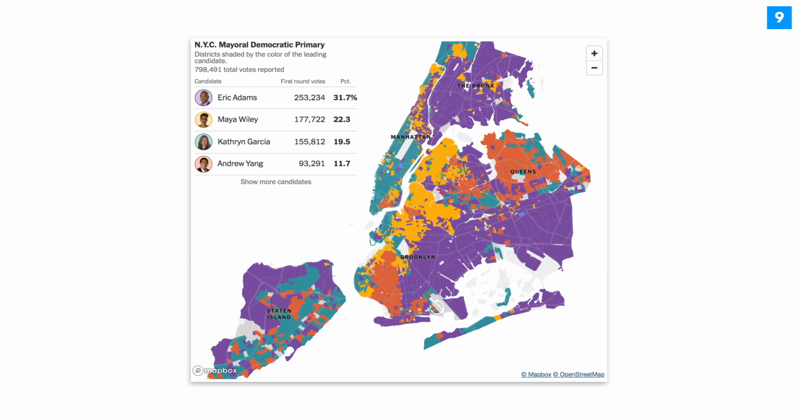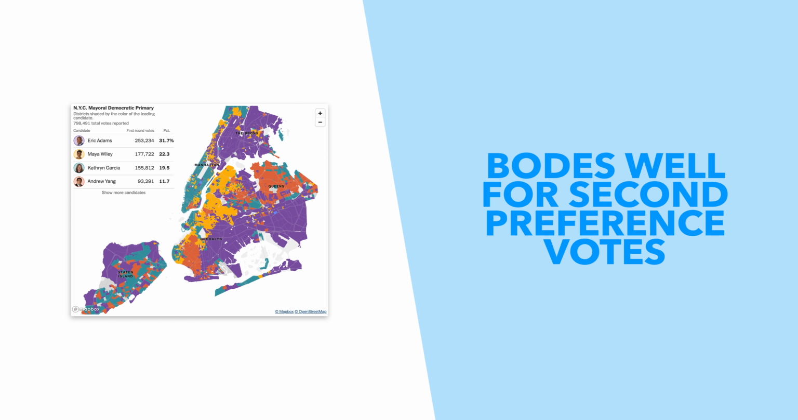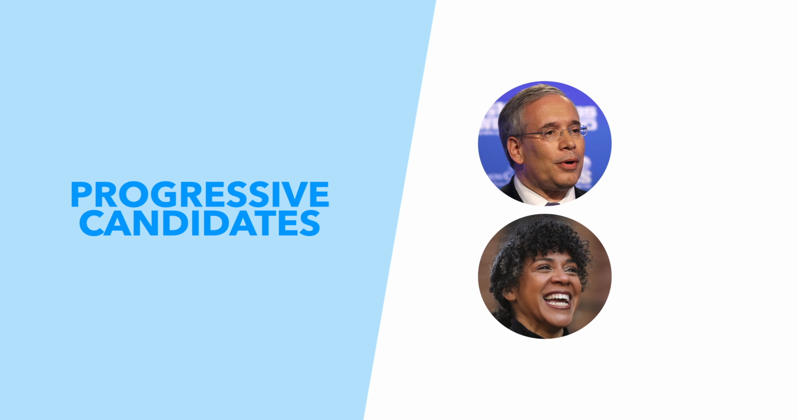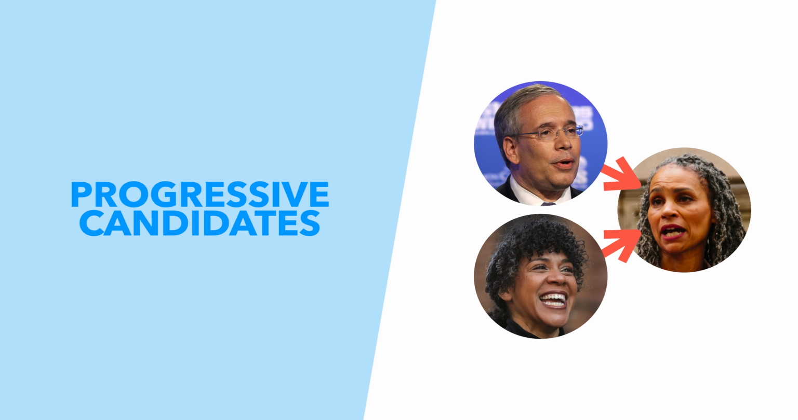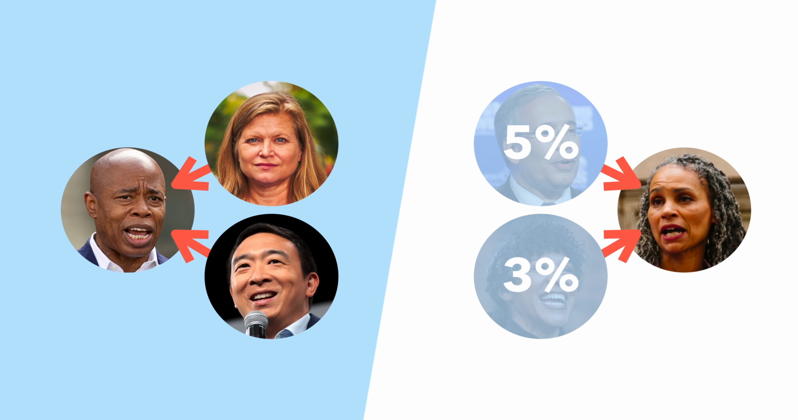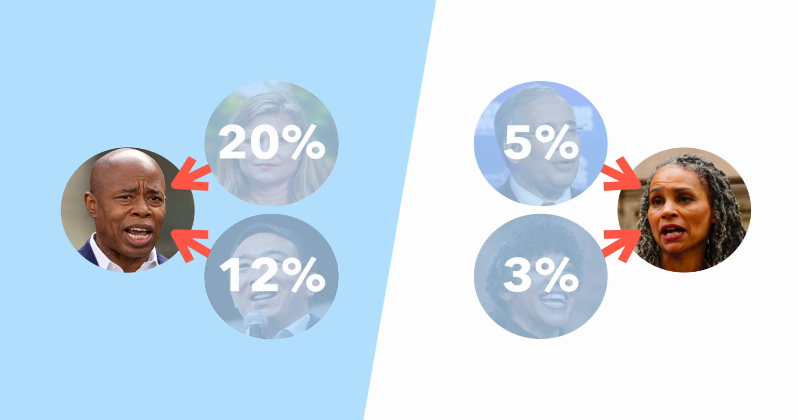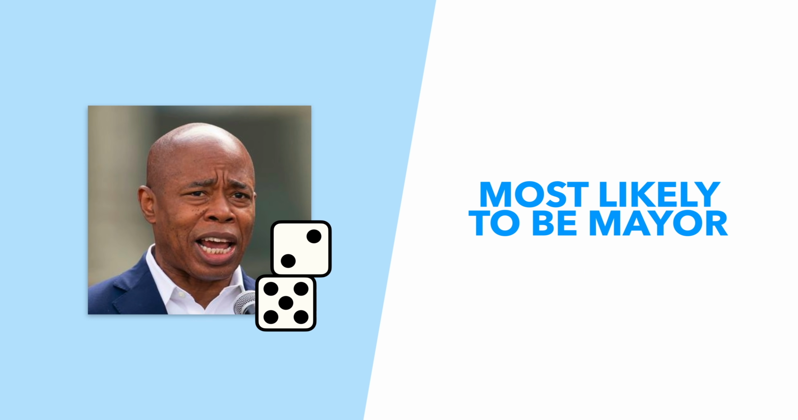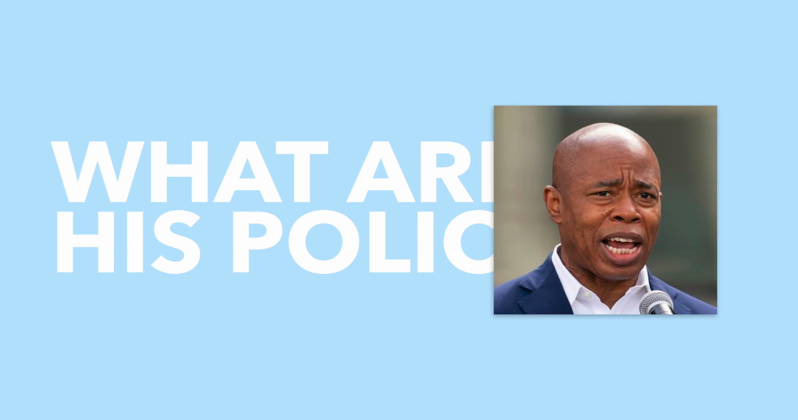Firstly, his support was very geographically widespread, which bodes well for his second preference votes. Secondly, progressive candidates, whose second preference votes are more likely to go to Wiley, in the general did worse than the centrist candidates, whose second preferences are more likely to go to Adams. So now we know he's most likely going to be mayor, what are Adams' policies?